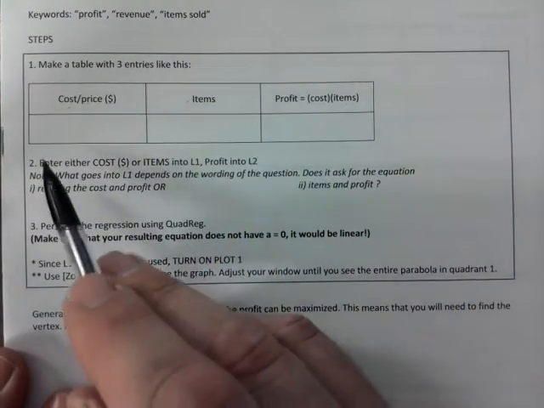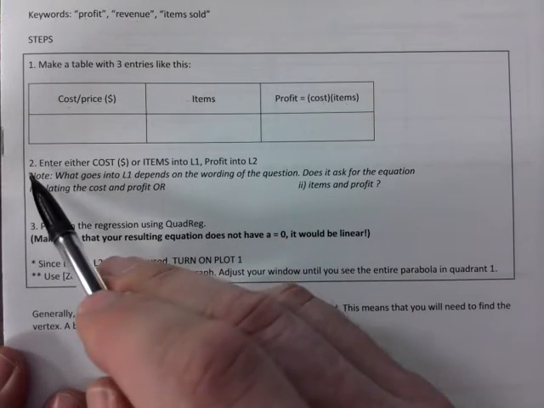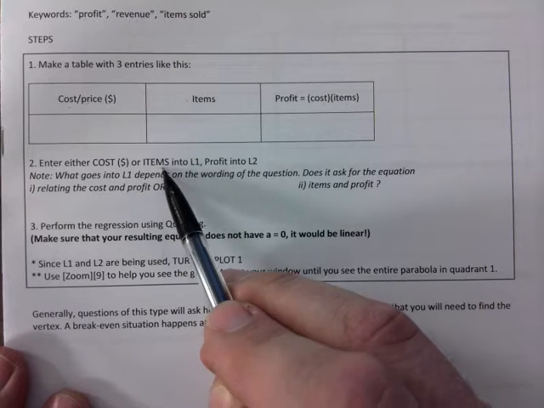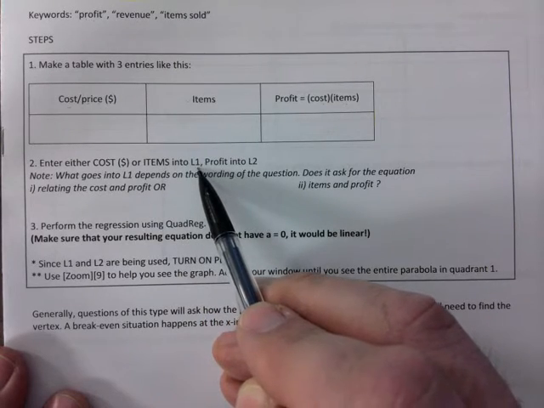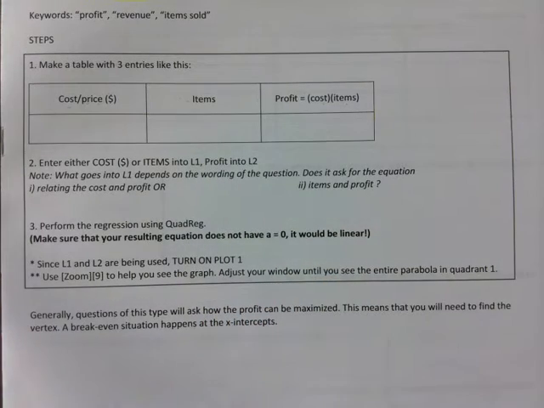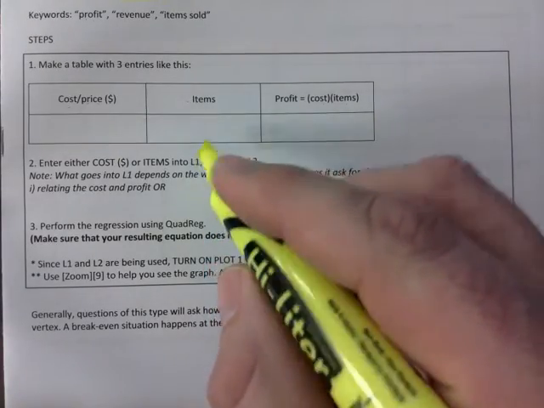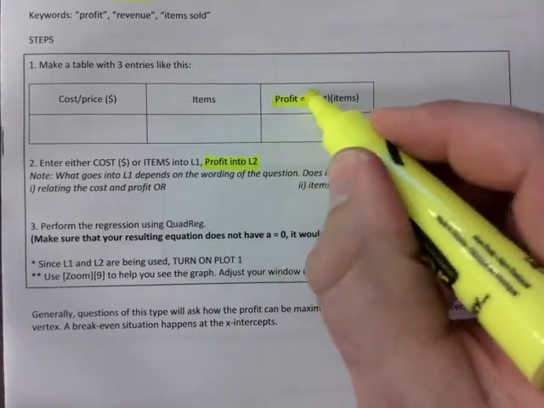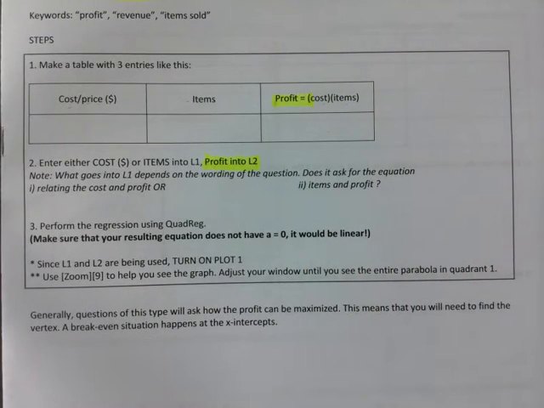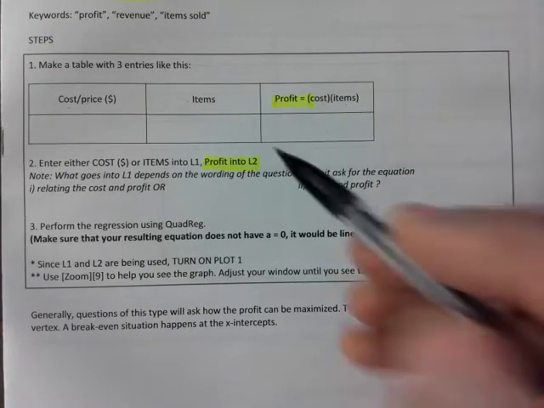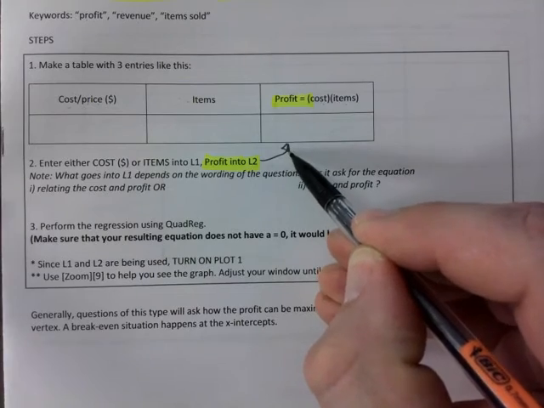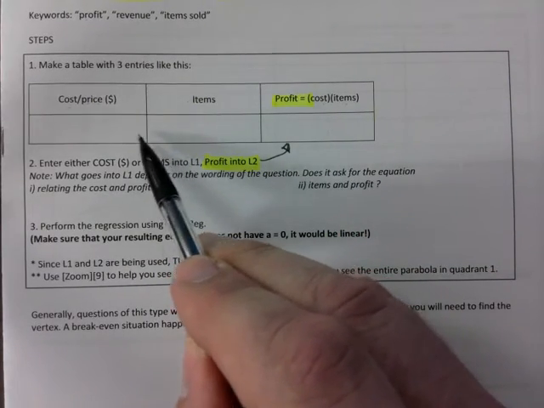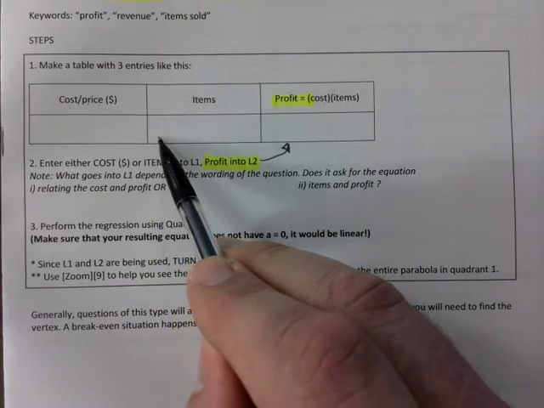The second step, so once you've created this, we go to our second step, which is to enter either the cost or the items into L1 and profit into L2. So this is very important, you've got to make sure, right? Profit goes into L2. Right, this is L2. And this could be L1, or you could designate either one of these columns to L1.